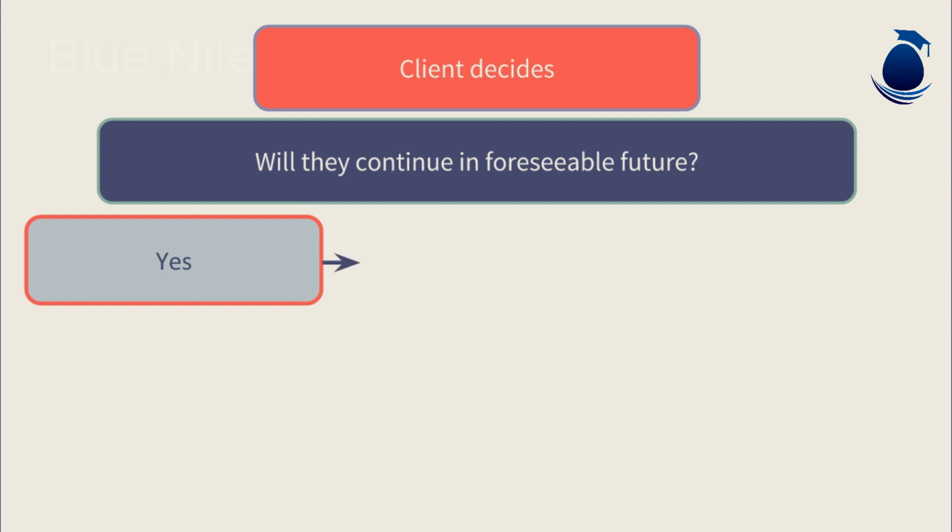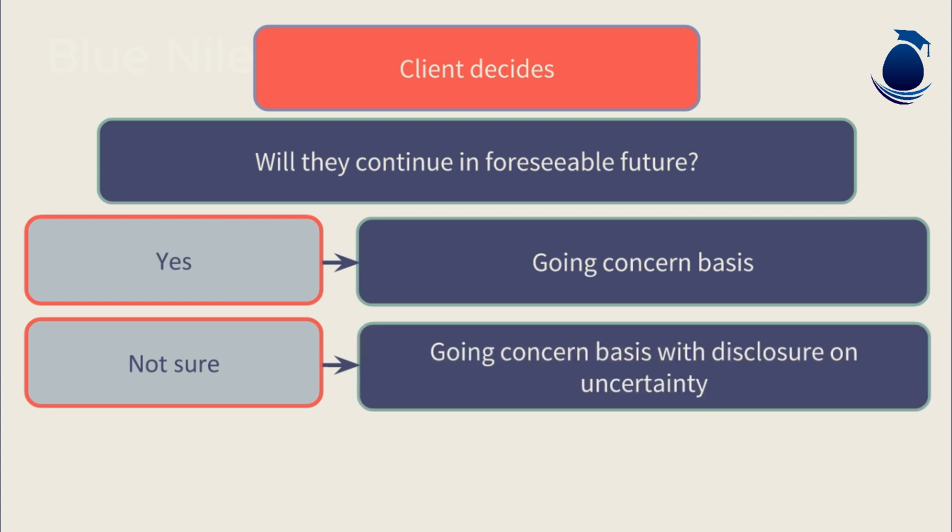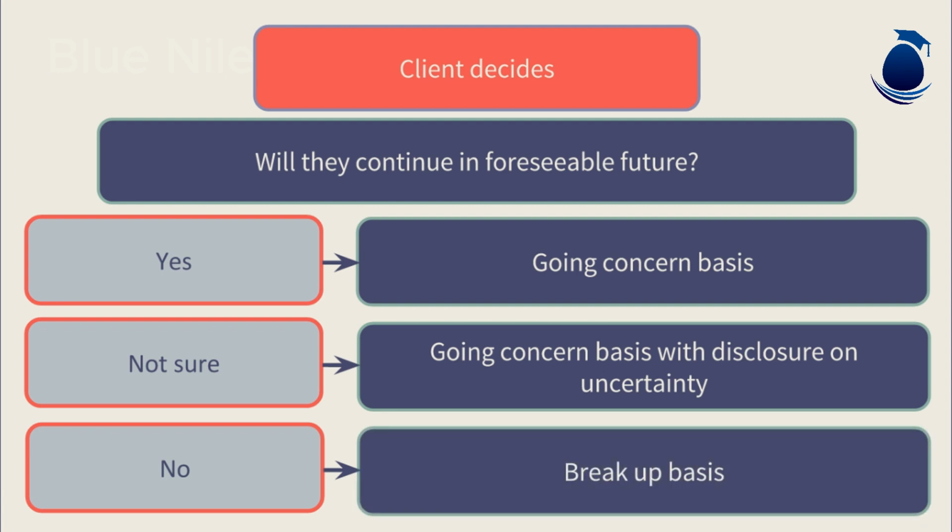If yes, then they will prepare their financial statements using the normal or going concern basis. This is how we see most financial statements being prepared. If they are not sure, maybe due to financial difficulties, then they should prepare on the going concern basis, but with additional disclosure. This disclosure should then explain the uncertainties to inform the users. If they believe they will no longer continue, for example, if they have decided to close the business, or it is impossible to continue trading, then the financial statements will be prepared using the breakup basis.